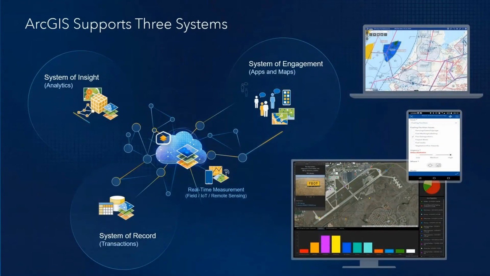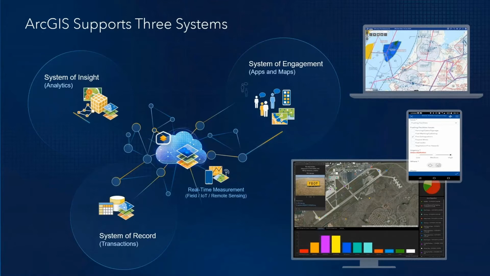Another way to look at it is with these three systems. First, we have a system of record in the lower left-hand corner, or system of record keeping. This is all of the transactional data management. Secondly, there's a system of insights. These are the analytics, our ability to make sense of and understand all of the geographic information that we have. And then the third system is that system of engagement.